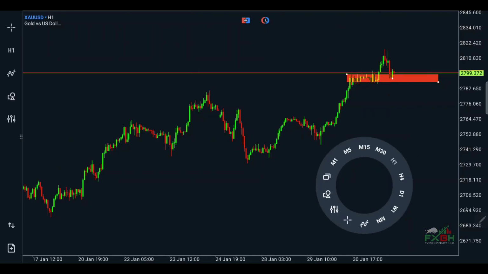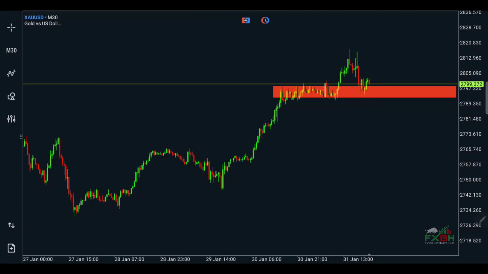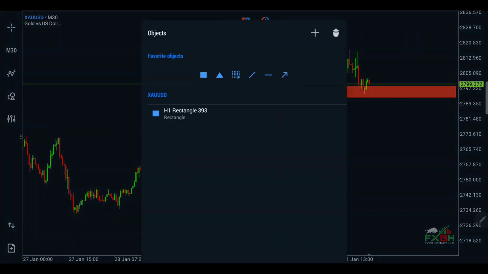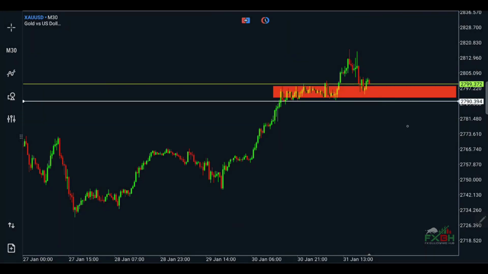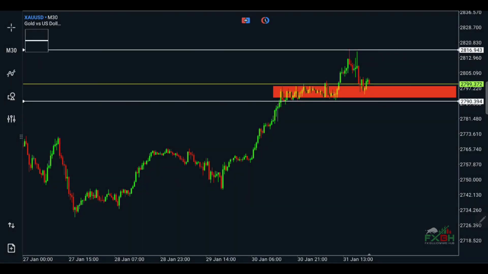And if we try to understand it on M15, as you can see the same thing here. So you may take the entry for the lower time frame zone. If we want to calculate the proper risk reward ratio, as you can see the current market price is 2799, and our SL should be 2790, that means 90 pips, and TP 2816, that means 160 pips. There is a 1:2 risk reward ratio if we calculate that properly.